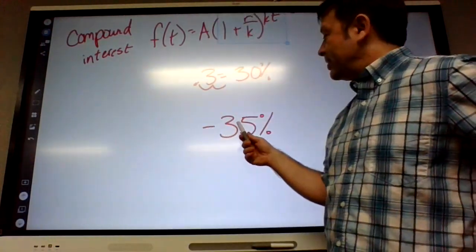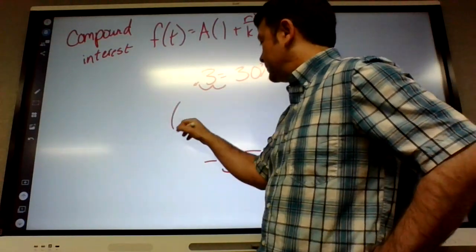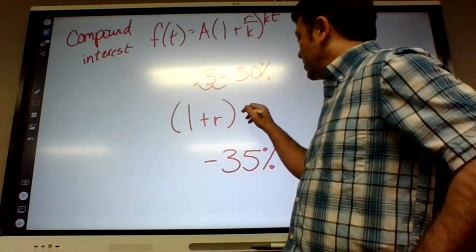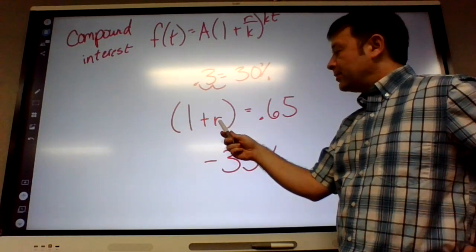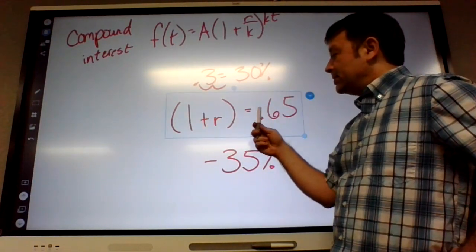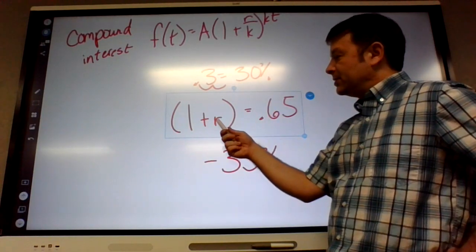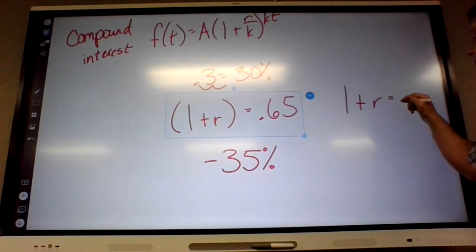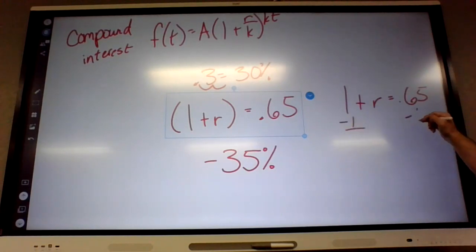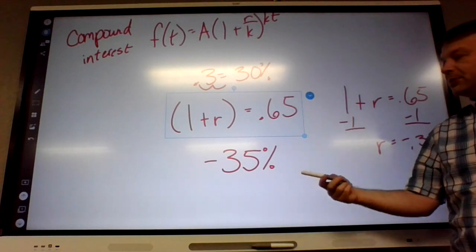Does anybody not know how we got the negative 35%? Well, I'm going to explain it as if somebody didn't get it. The way that we got it is, in the parentheses, 1 plus the rate of growth or decay should equal that. So what do we add to 1 to turn it into 0.65, or what do we subtract in this case? If you subtract the 1, like you're solving for R, you get R equals negative 0.35. So it's a 35% drop.